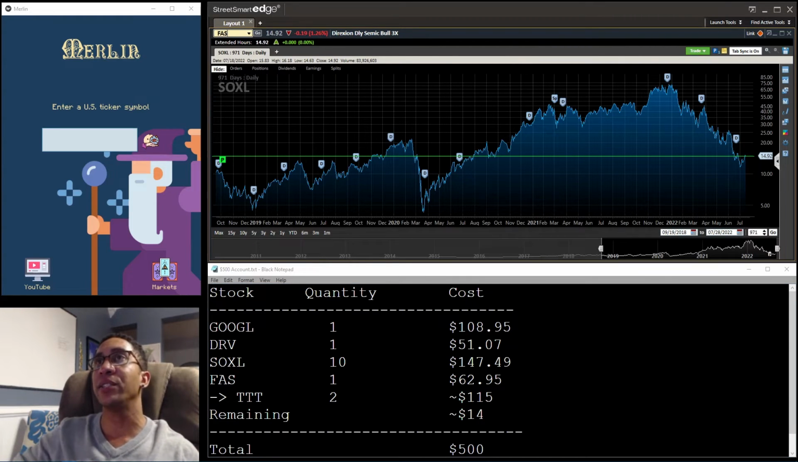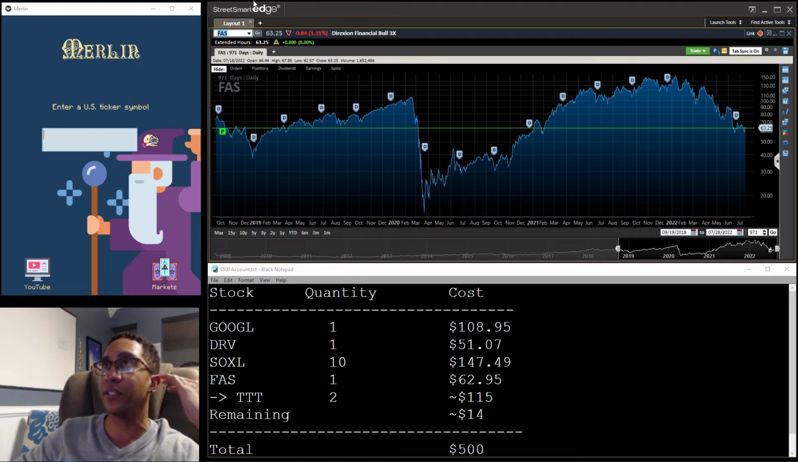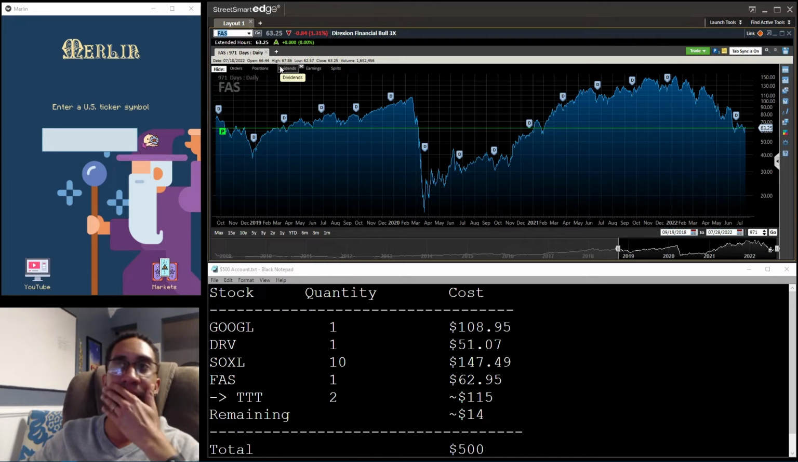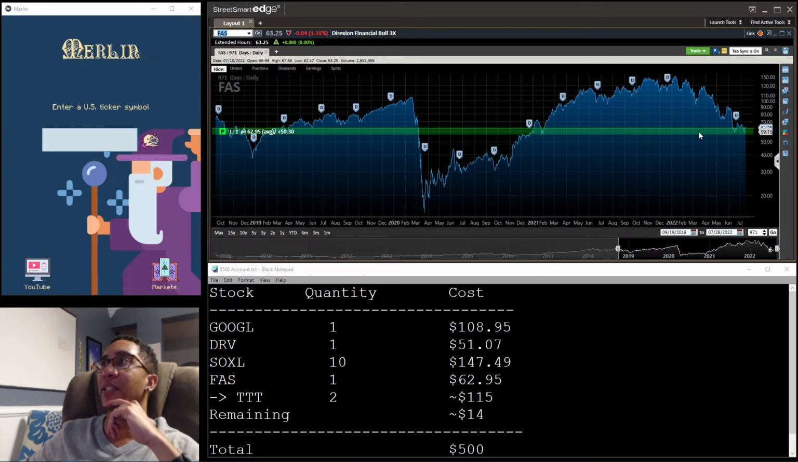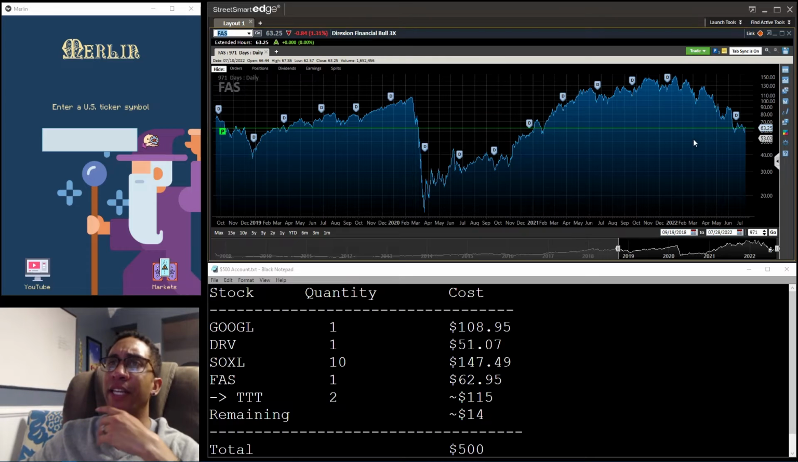So the other thing that I wanted to provide exposure to the client to was the financial sector. The financial sector, like semiconductors, has been under fire lately. I don't think that it's overblown. I definitely think so. Soxel, if it does go down, I don't think that it's going to go down a whole lot. I think FAS honestly does have further to fall. And if that happens, I'll probably average down maybe once. Like, if I had $1,000 in this account, I'd probably average down on FAS one more time, but I really wouldn't go any more than that.